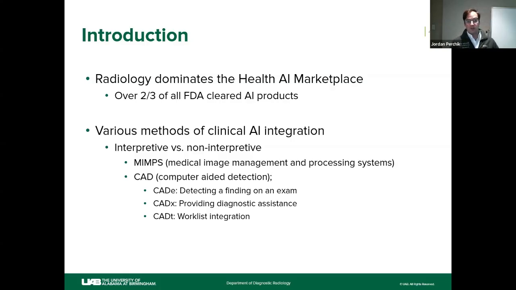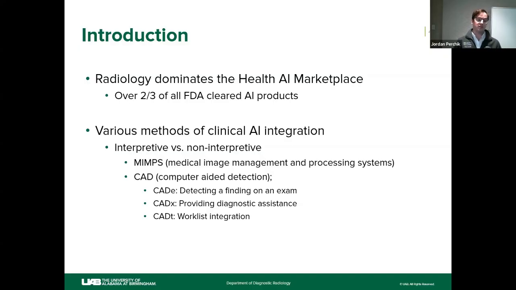You have medical image management and processing systems, or MIMPs. These are tools related to image processing. Maybe they have a non-interpretive role, so they're applied either upstream or downstream from image interpretation, but they can also have some role in image interpretation as well. Maybe they assist with segmentation, maybe they provide other measurements or import other information into the radiology report, but they're not directly related to image finding detection.